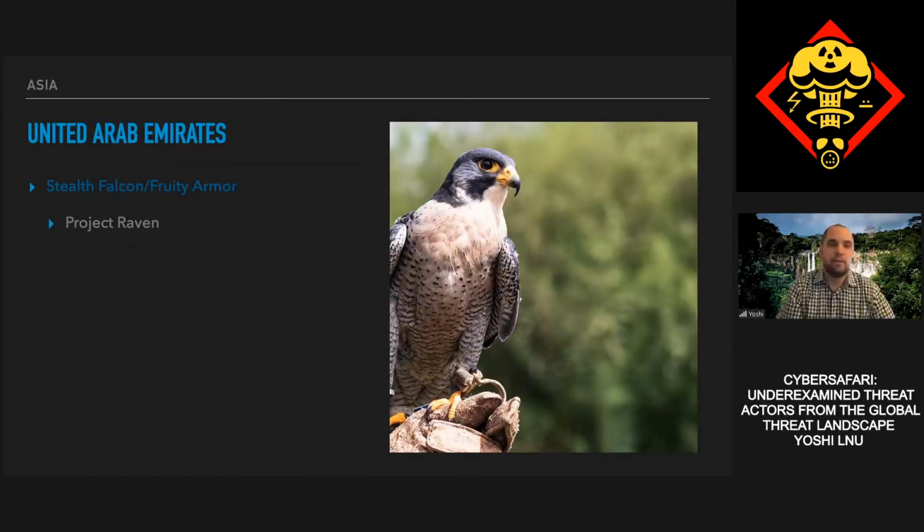So next we have the United Arab Emirates: Stealth Falcon and Fruity Armor. In 2016, The Intercept published an article detailing Dark Matter's recruitment of foreign cyber operators to hack and conduct offensive operations for the government. The report was then followed up with reporting from Reuters that showed how ex-NSA hackers were hacking for Project Raven, which is what they called the Dark Matter project, from a mansion in Abu Dhabi.